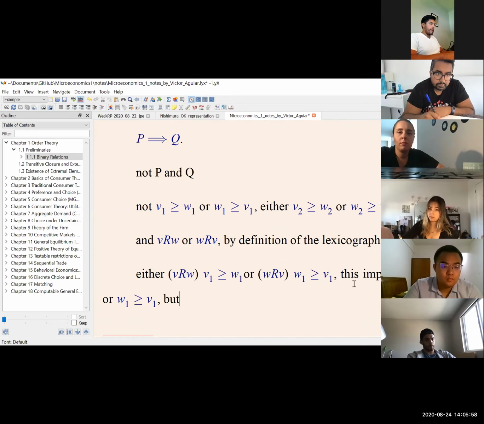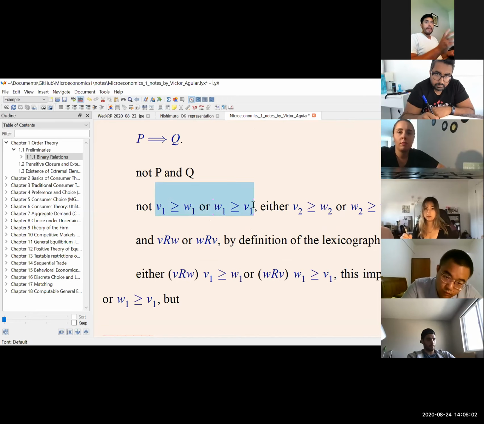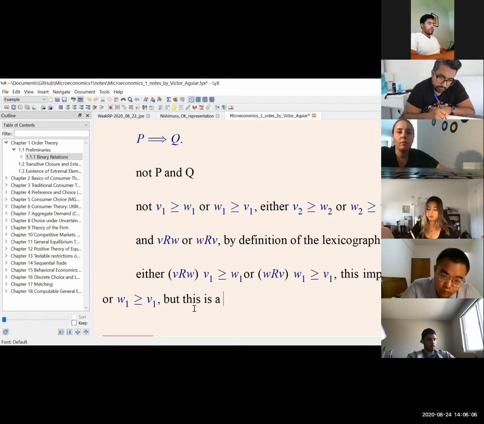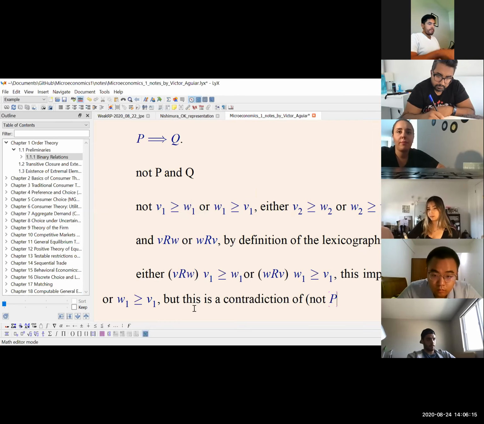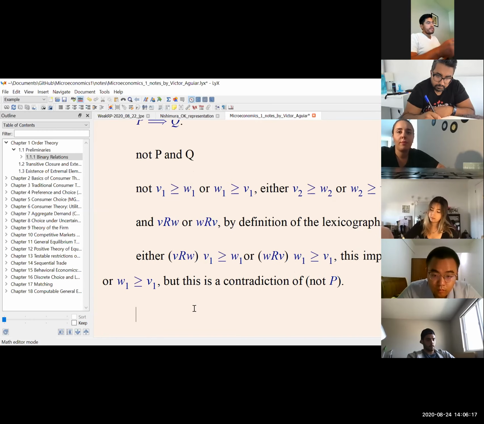But I said that this cannot happen, right? In the negation of the statement, I said this is not true. But this is a contradiction of not P, the negation of P. So in this case, the proof is so simple that writing it formally actually looks weird. But what I did is a formal proof, right?